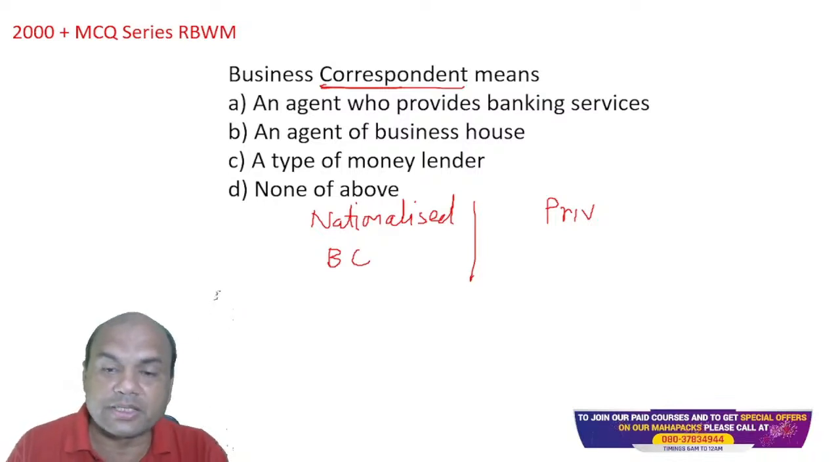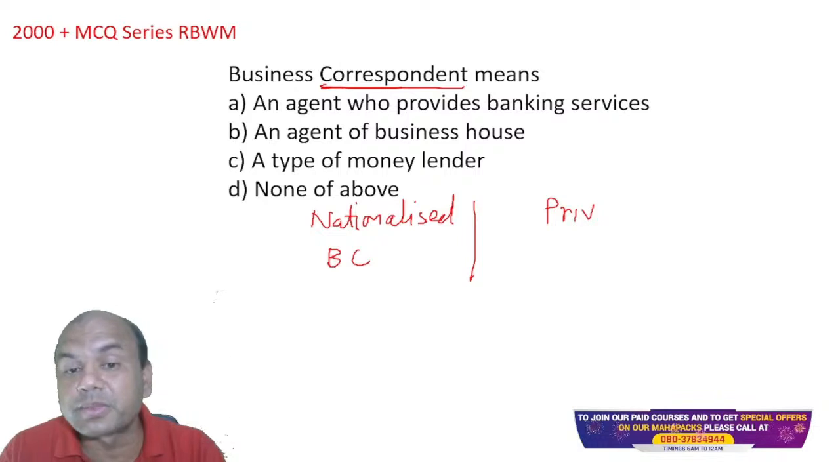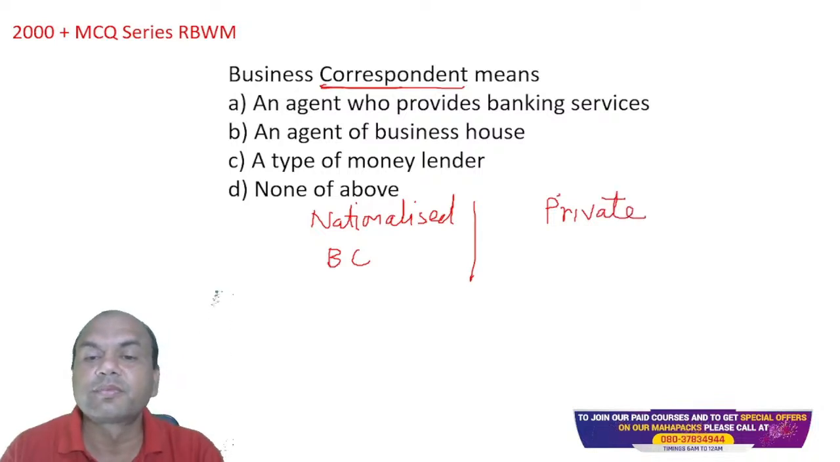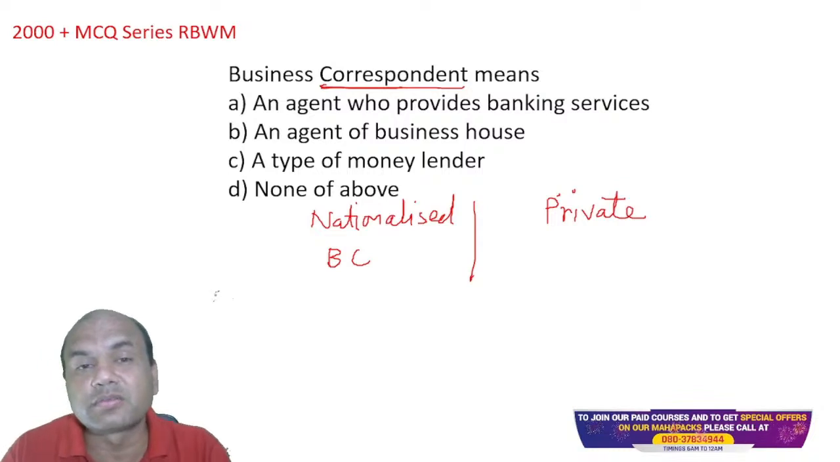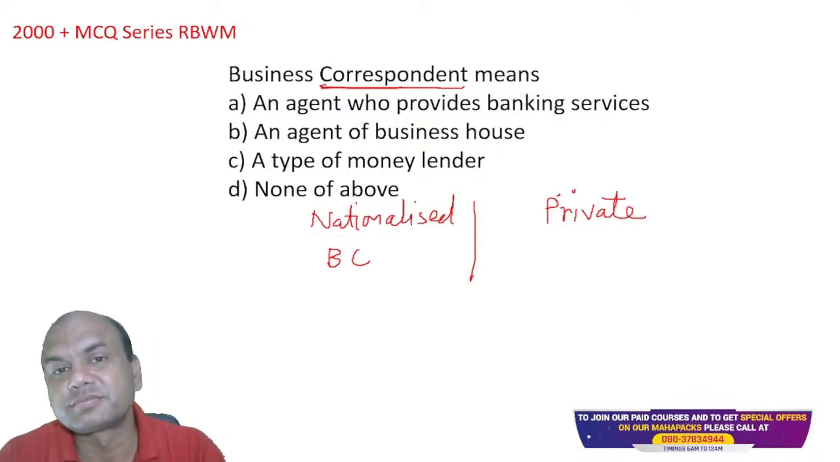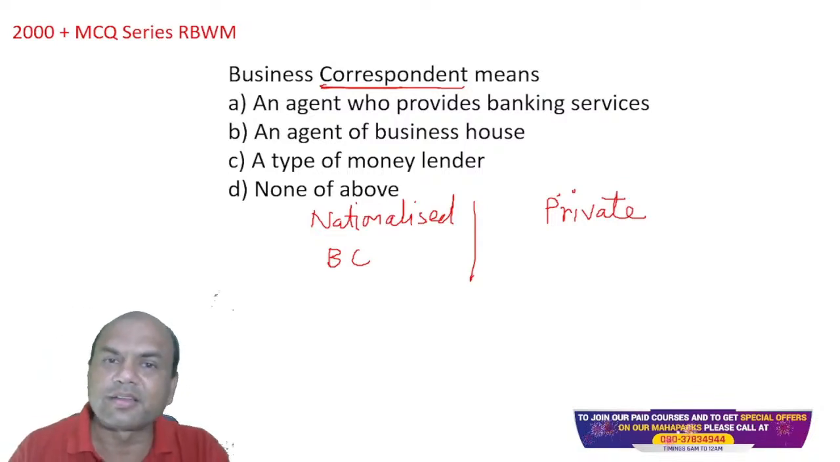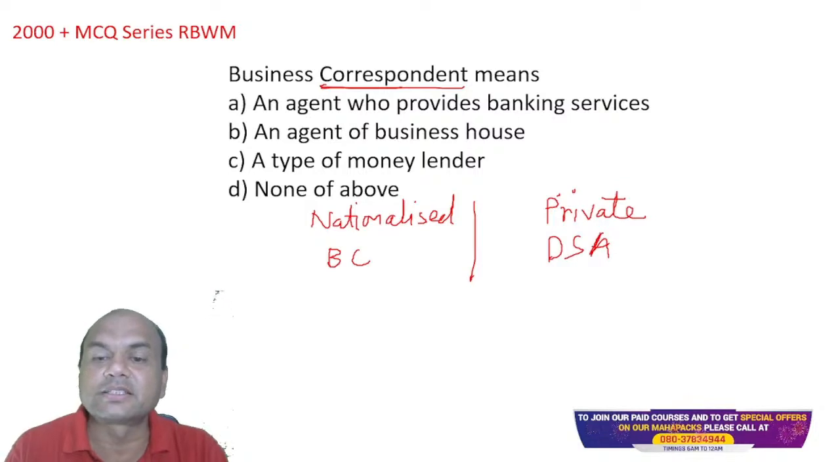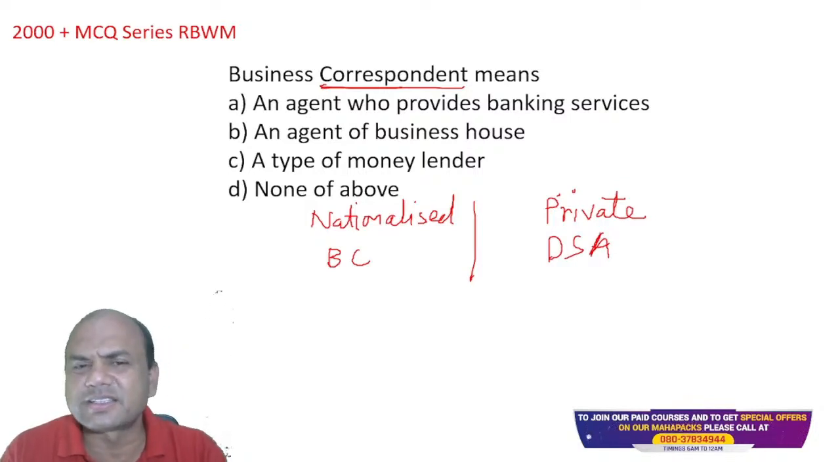Similarly, these private banks have what? Similar to BCs, they have what? There is one word. What is that word called? We have these cases going on against all these guys, right? Yeah, DSA, right? DSA, direct sales agents, sales agents. BC is business correspondent.